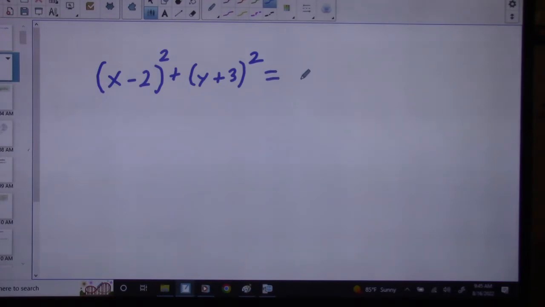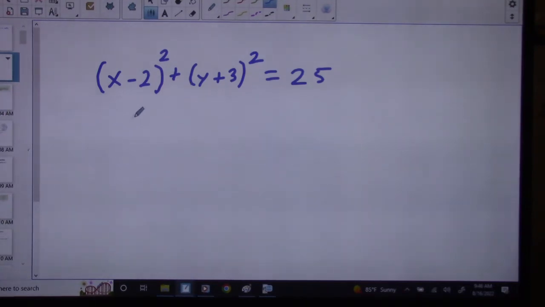I'm going to give an example here. We're going to have x minus 2, squared, plus y plus 3, squared, equals 25. And we're going to go ahead and graph this, okay?